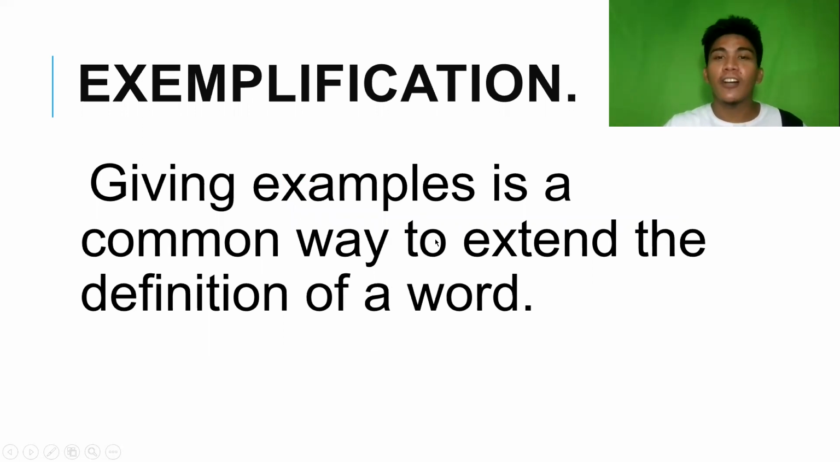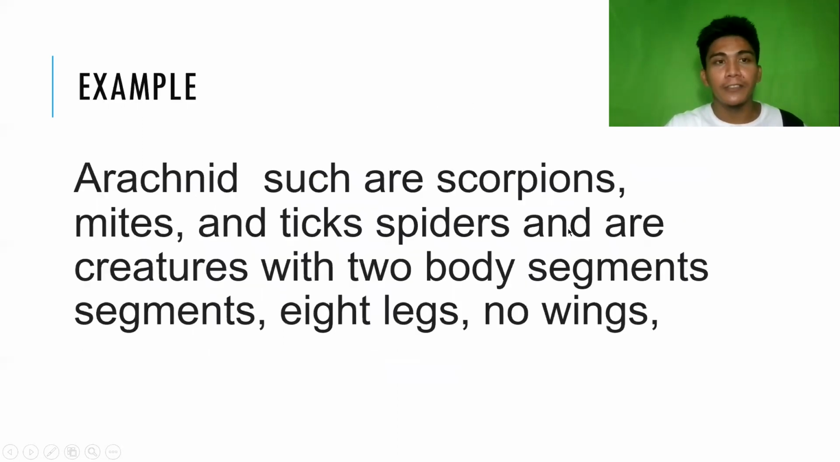Next one is exemplification. Giving examples is a common way to extend the definition of a word. For example, arachnids such as scorpions, mites, ticks, and spiders are creatures with two body segments, 8 legs, and no wings. So basically what was done in this example: scorpions, mites, ticks, and spiders are the examples.